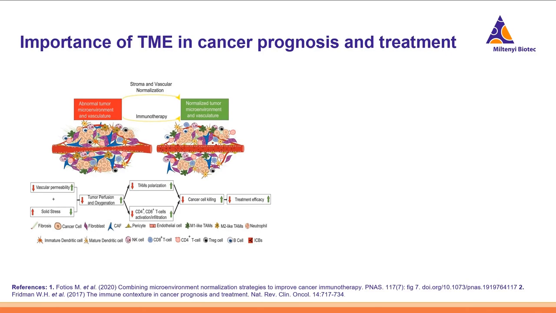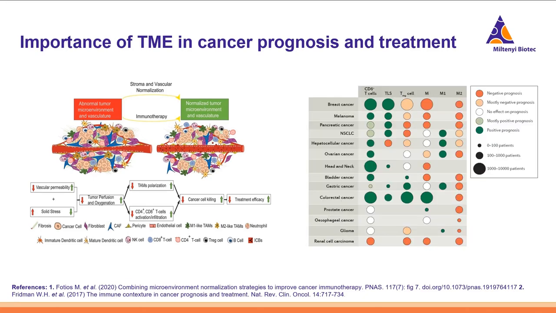Here, for example, we can see how abnormal tumor microenvironment and vasculature is more associated with invasiveness of the tumor, while a normalized structure is more benign. We can also do prognosis on the basis of the different phenotypes that populate the tumor microenvironment. For example, the presence of CD8-positive T cells is generally associated with good prognosis, while the presence of macrophages like M2 macrophages is generally associated with negative prognosis.